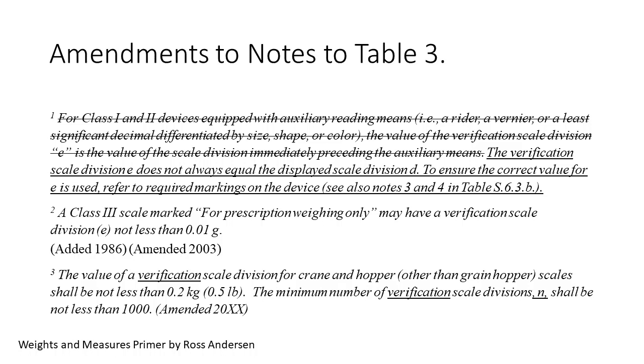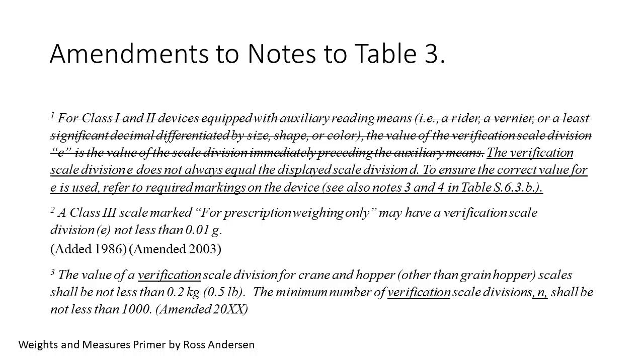In Note 1, we replace the current text entirely because it is confusing, to direct the official to use the value of E as declared by the manufacturer in the marking requirements. The reference to Notes 3 and 4 in Table S63B is the cross-reference to the marking requirements. I'll cover that shortly. I note an SMA suggestion to add to the first note that the manufacturer may have E different from D. I contend this is unnecessary since it is addressed in the revised S122.